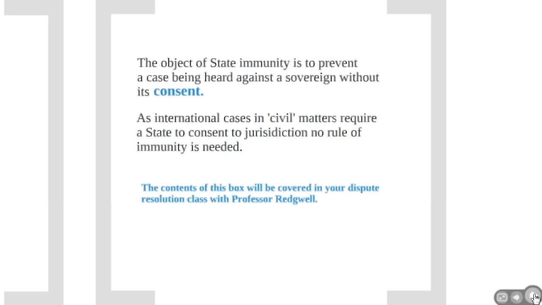However, the basic rule of international dispute settlement is that a state can only be brought before a court or tribunal with its consent. Therefore, there's no rule of immunity in effect for international civil cases, say before the International Court of Justice. The question will just be one of the court's jurisdiction. And these issues will be covered in our class on dispute resolution.